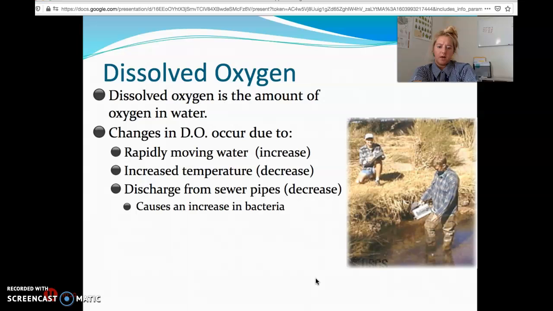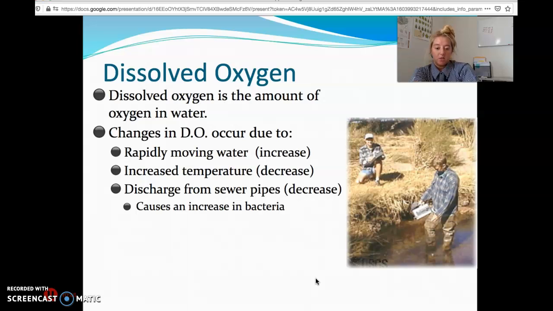Moving on to dissolved oxygen, that's the amount of oxygen in the water. Changes in the DO, which is how we shorten it, occur due to rapidly moving water. So if I have quickly moving water like you saw in the video on Wednesday, we would expect an increase in dissolved oxygen because more water molecules are coming in contact with the air, dissolving that. Increased temperatures will actually decrease the amount of dissolved oxygen.